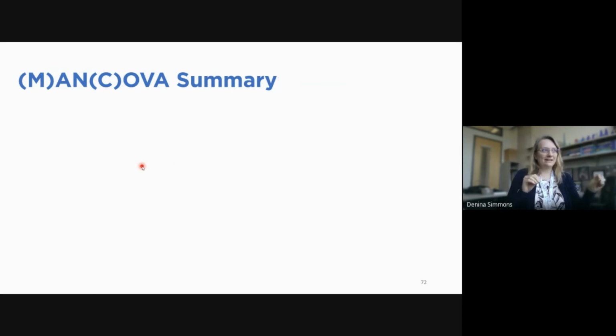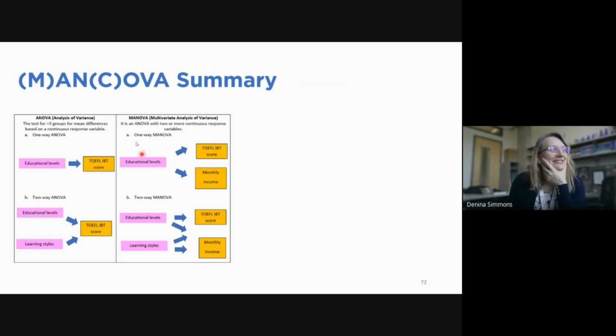So we've got the MANCOVAs, the ANCOVAs, the MANOVAs, and the ANOVAs. So the ANOVA is the analysis of variance. It's a test for more than 2 groups, and you want to know if there are differences in the sample population mean. So in the examples I had been showing you, it's figuring out if different education levels are going to change your test score. In a two-way ANOVA, you're checking to see if two different variables are going to affect your response variable.